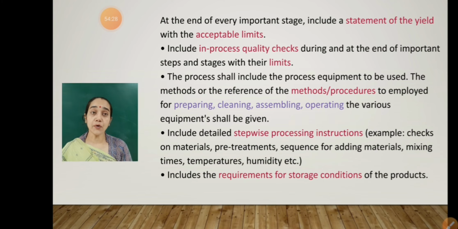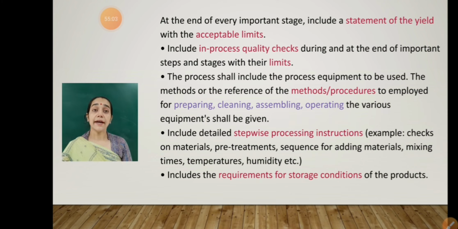Now, at the end of every important stage, the statement of the yield should be there. When we are shifting, what is the yield after shifting? After milling, what is the yield? After granulation, what is the yield? After drying, what is the yield? After granulation, what is the yield? And then after compression, what is the yield? At every step when they are performed, these yields should be justified and checked whether they are within the acceptable limits or not.